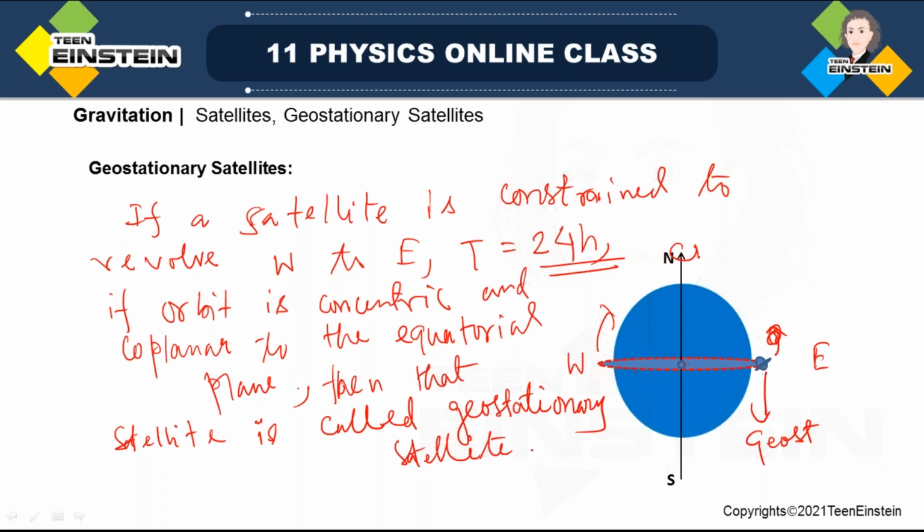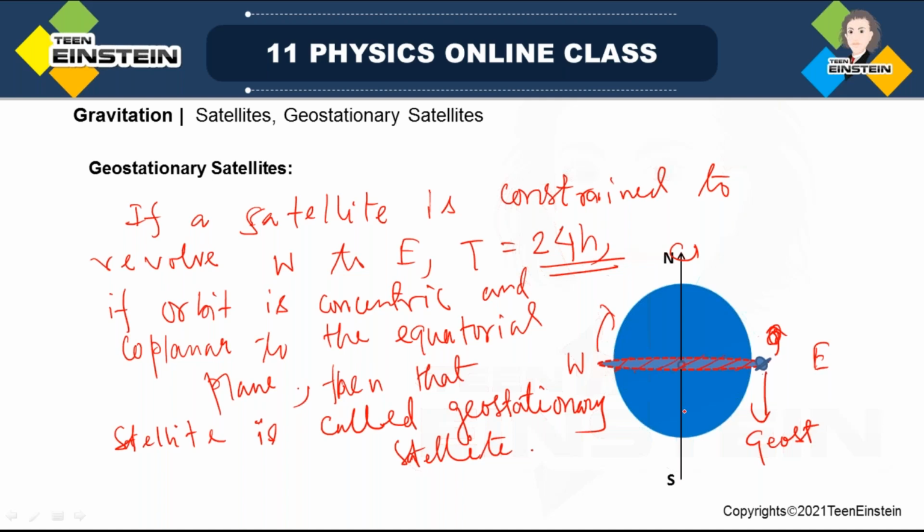And see, earth takes 24 hours for a complete rotation about its own axis. And if the satellite is also revolving around the earth in that particular time of revolution, then this particular satellite, which has an orbit coplanar to the equatorial plane, will appear to be at rest or stationary to an observer on the Earth's surface.